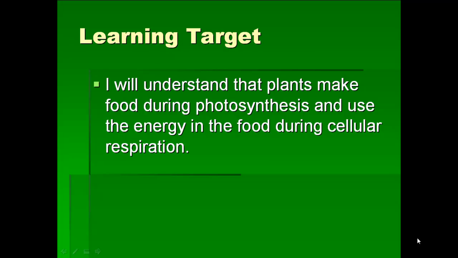Like I said earlier, we're starting a new chapter, so this is chapter 13. Chapter 13's learning goal is to understand that, like all living things, plants need nourishment, reproduce, and respond to stimuli. Our first learning target under that learning goal is I will understand that plants make food during photosynthesis and use the energy in the food during cellular respiration.